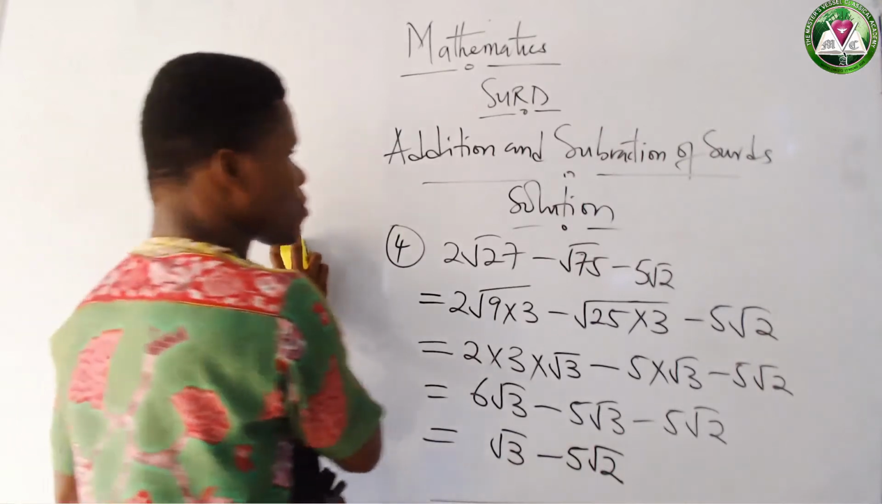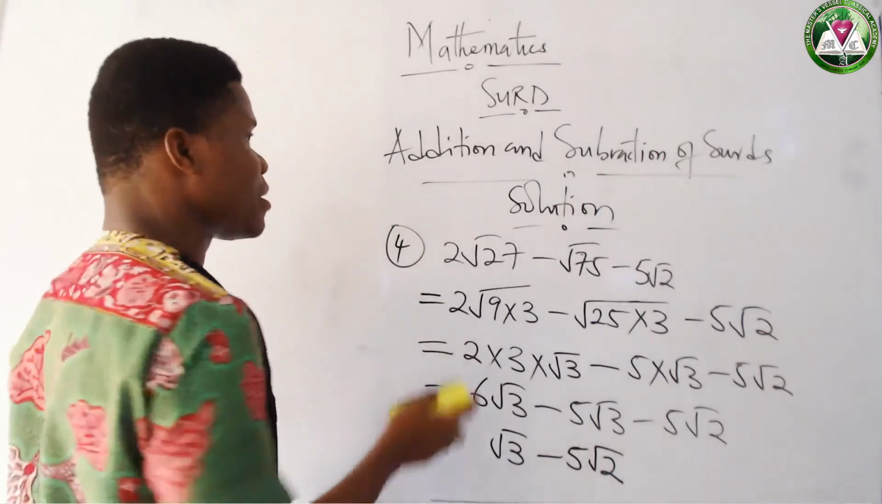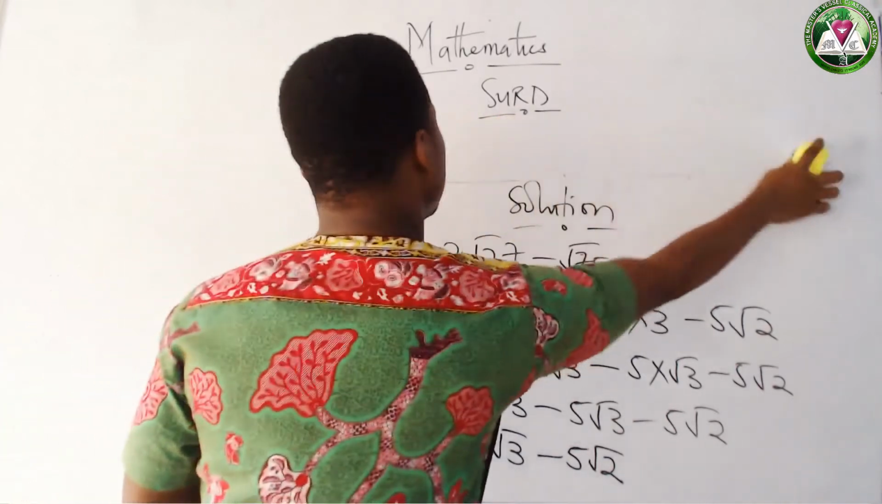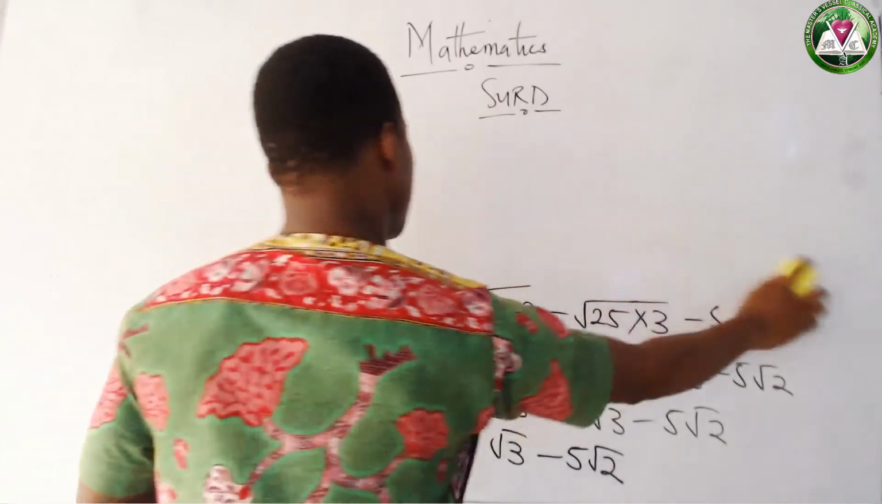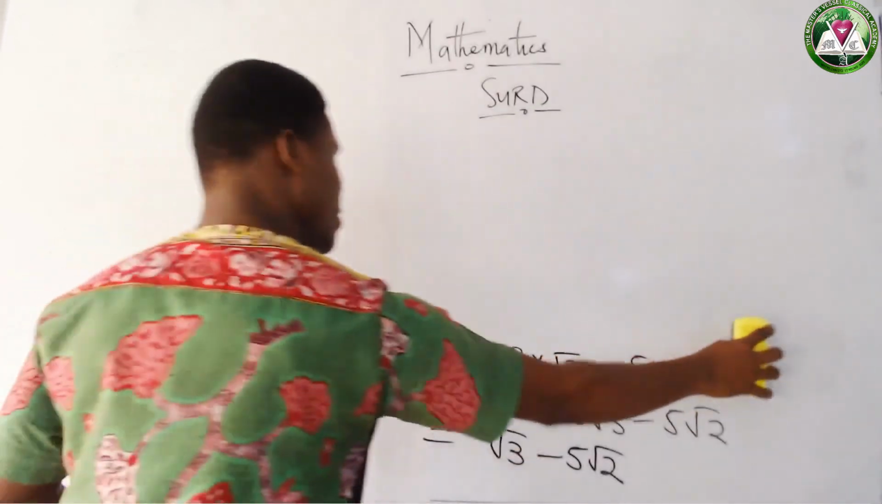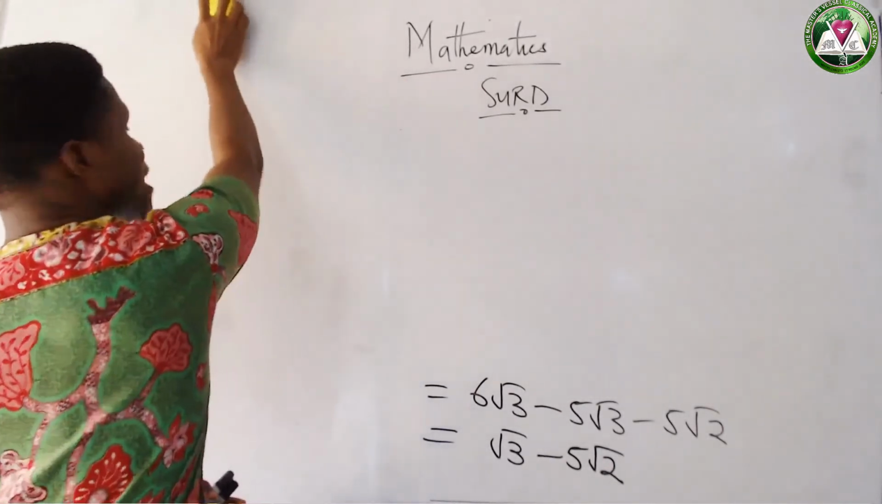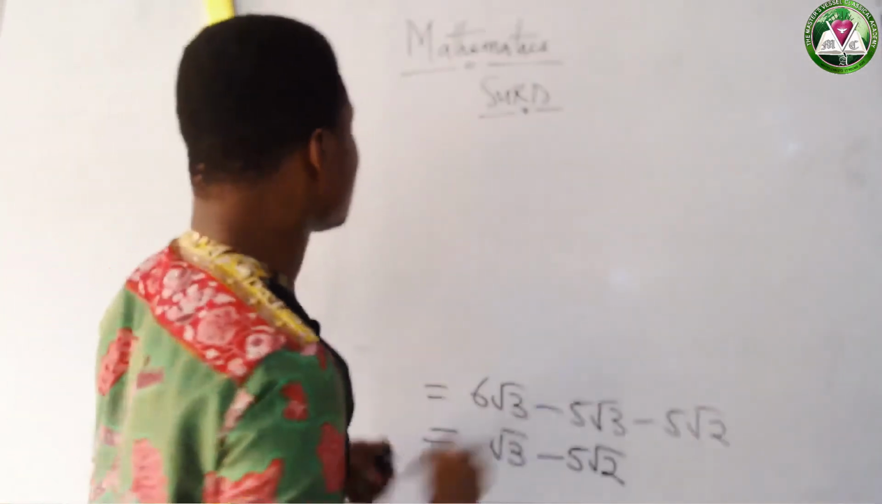Okay, so with this, I think we've mastered the art of adding and subtracting surds. So we want to look at multiplication of surds. Let me give you some time to copy this one. Still under surds, we want to check multiplication of surds.